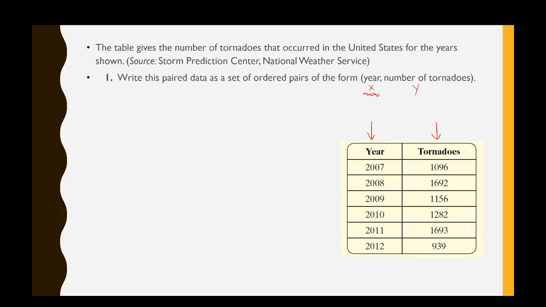So our ordered pairs are going to be exactly this: 2007, 1096; 2008, 1692; 2009, 1156; 2010, 1282, and so on. So we have 1, 2, 3, 4, 5, 6 ordered pairs.